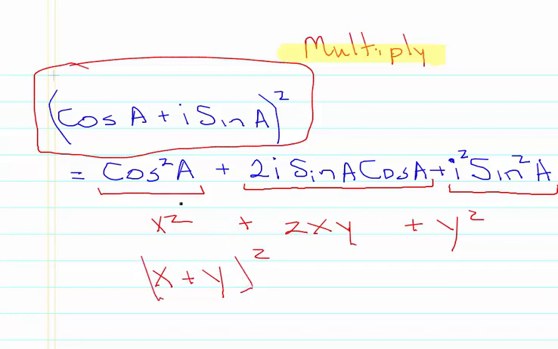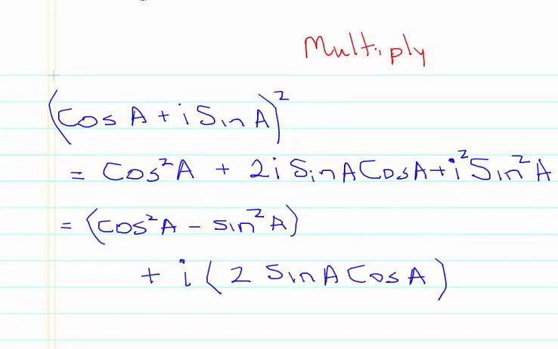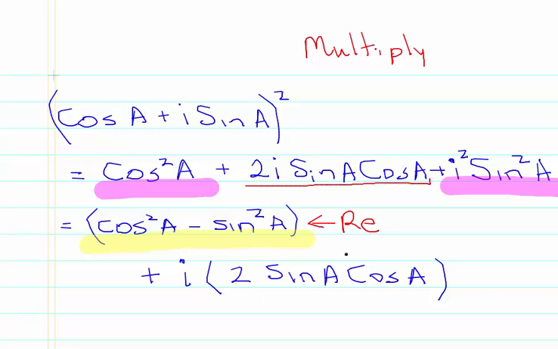Now I realize it looks a bit clunky, particularly when I handwrite it. Anyway, what we're going to do here is bundle up all the terms. So cos squared a and i squared sine squared a. Essentially that's minus sine squared of a. So we're going to bundle them up there as our real part. So that's the real, and this part is the imaginary.